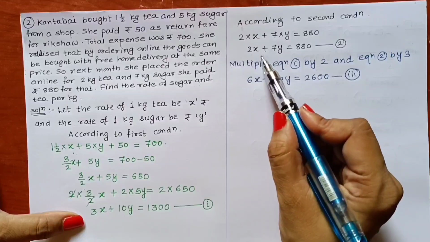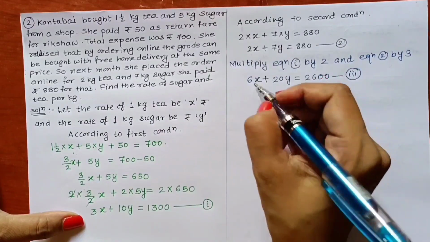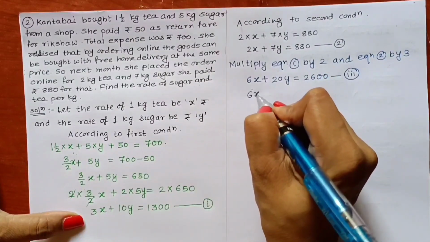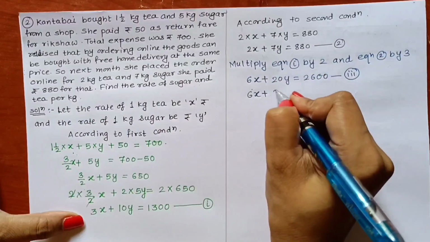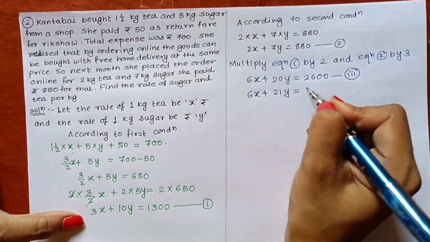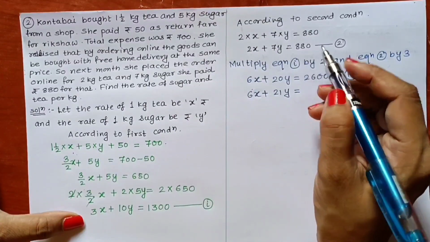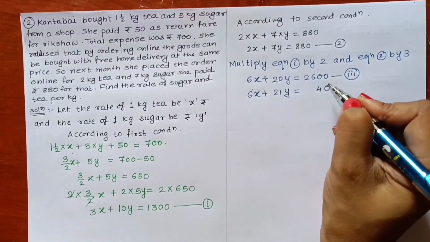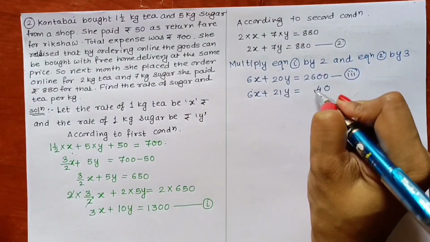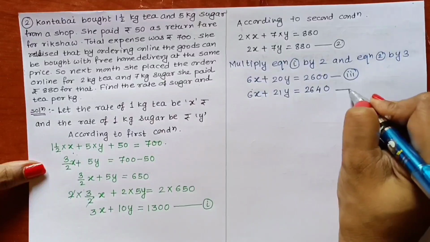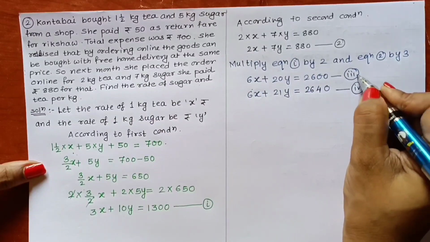And we have to multiply equation 2 by 3. So 3 2s are 6x, 3 7s are 21y, 3 zeros are 0, 3 8s are 24, 4 written and 2 carried, 3 8s are 24 plus 2 is 26. So in this way we have got equations 3 and 4.